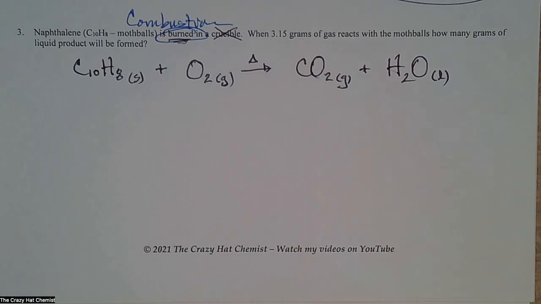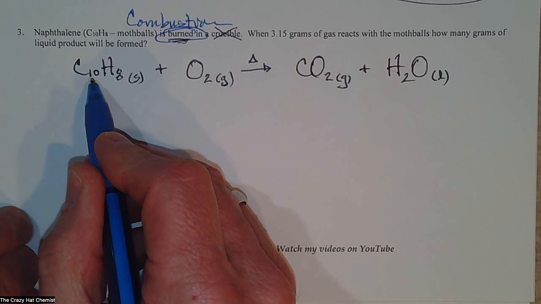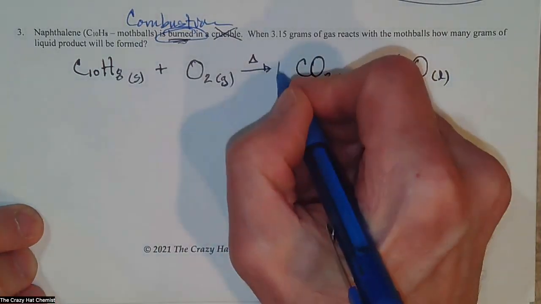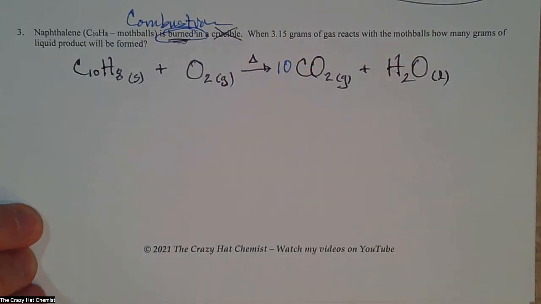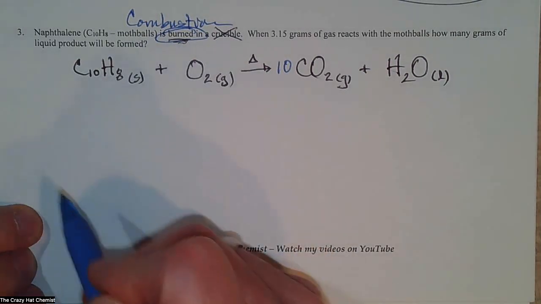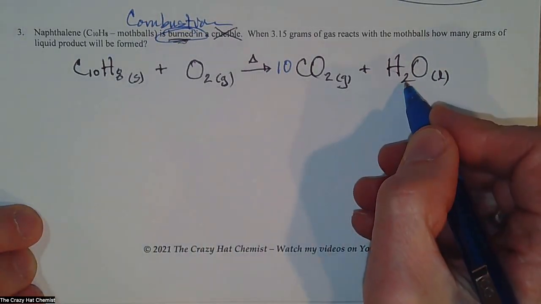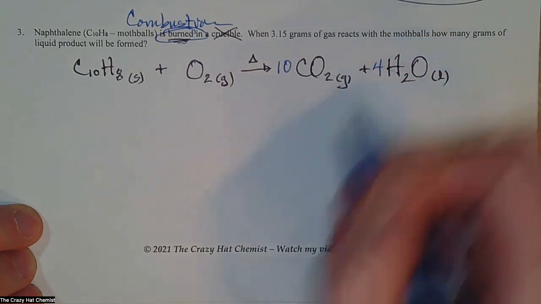So now what we need to do is balance this, and we always balance combustion reactions in the following order: first carbons, then hydrogens, then finally oxygens. So carbons, I have 10 on the reactant side. I'm going to place a 10 in front of that CO2. I have 8 hydrogens here. I have 2 over here. So this requires a 4.